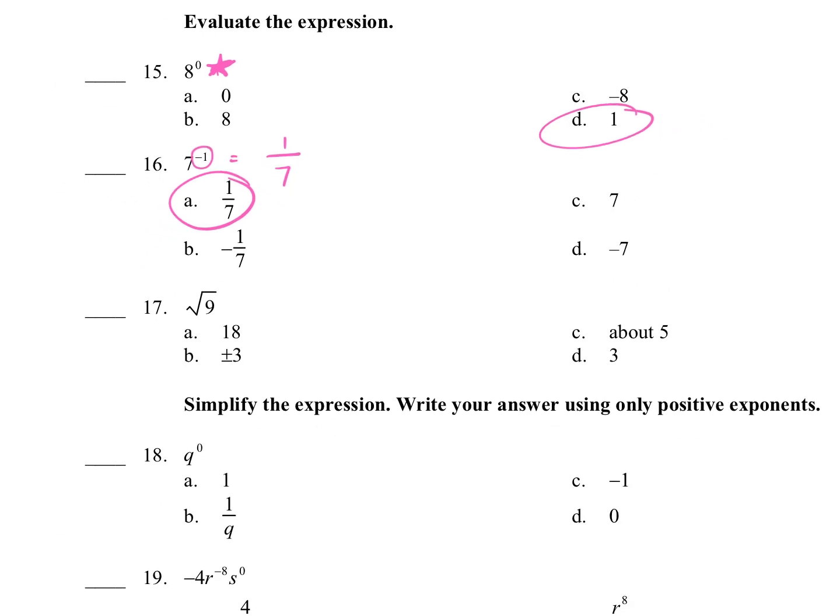And then for 17, what's the square root of 9? Three. Here we're not solving. So remember, when we solve and we take the square root of both sides, we need the plus or minus. Here you're just taking the square root, so it'd just be 3.